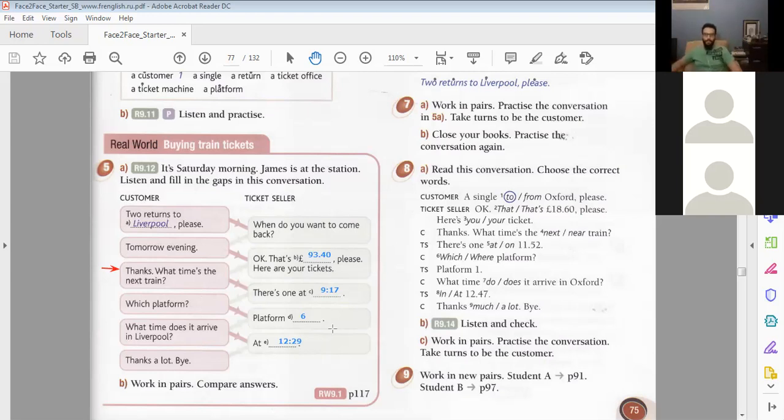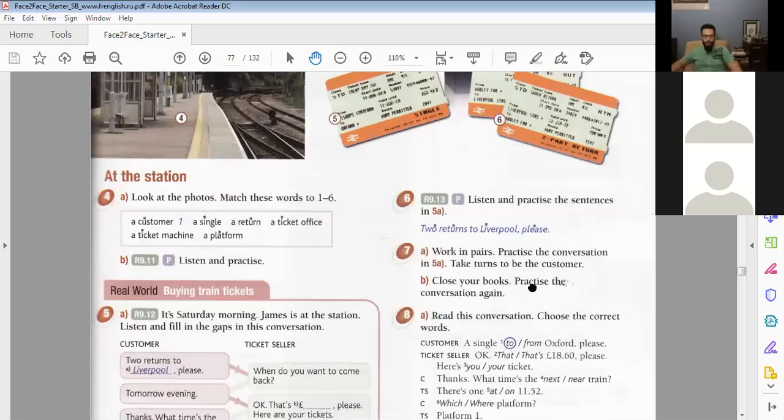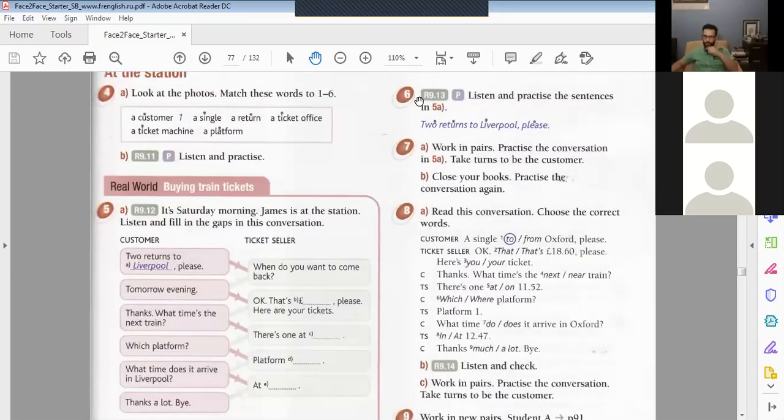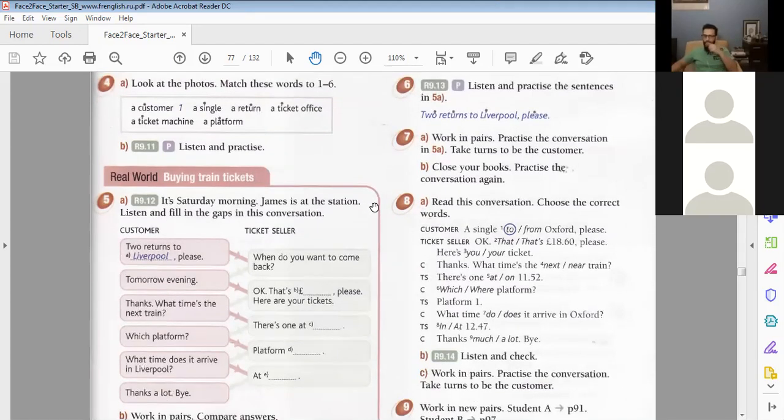So this is an example of a conversation between a customer and the ticket seller, okay? Now we want to practice. It says here number 6, listen and practice the sentences. So we are going to listen to these sentences, and I want you to listen and repeat, please.